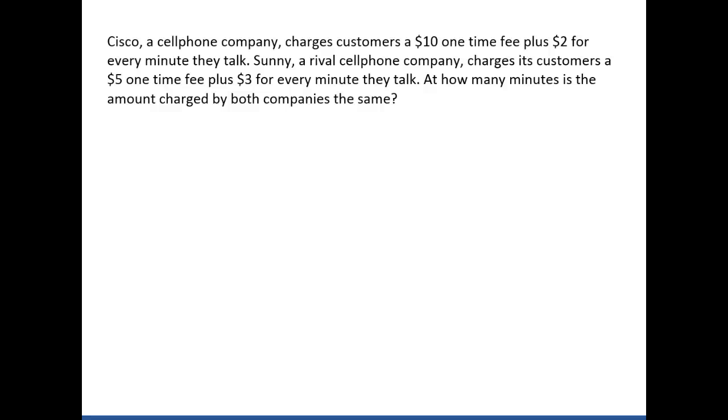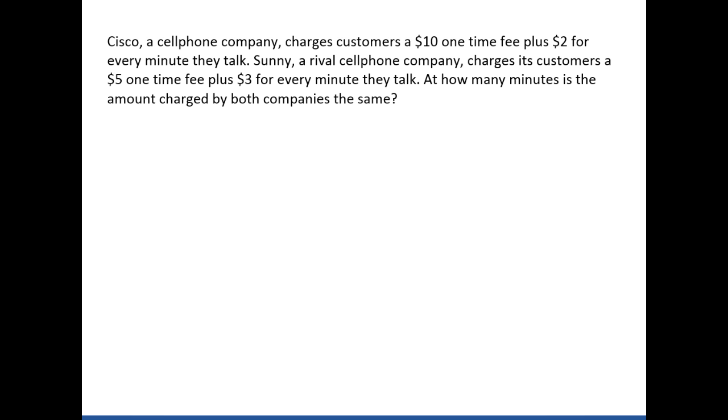Cisco, a cell phone company, charges customers a $10 one-time fee plus $2 for every minute they talk. Sunny, a rival cell phone company, charges its customers a $5 one-time fee plus $3 for every minute they talk. At how many minutes is the amount charged by both companies the same?